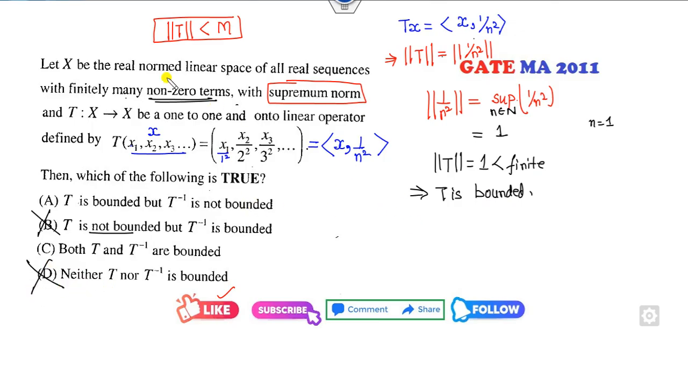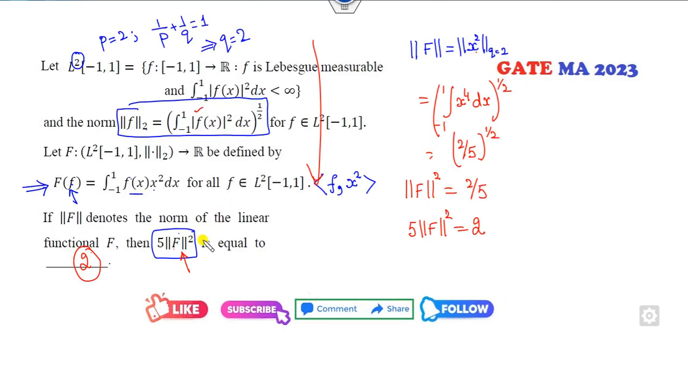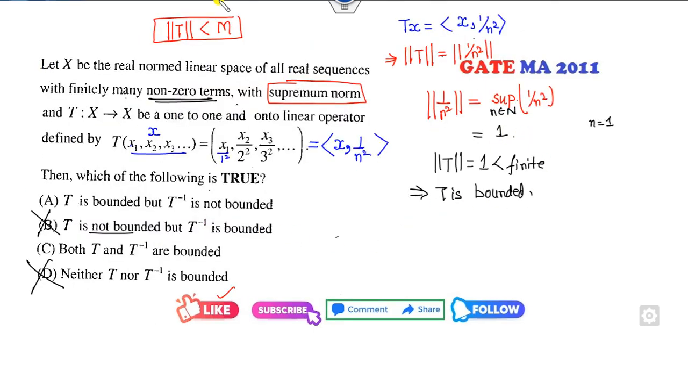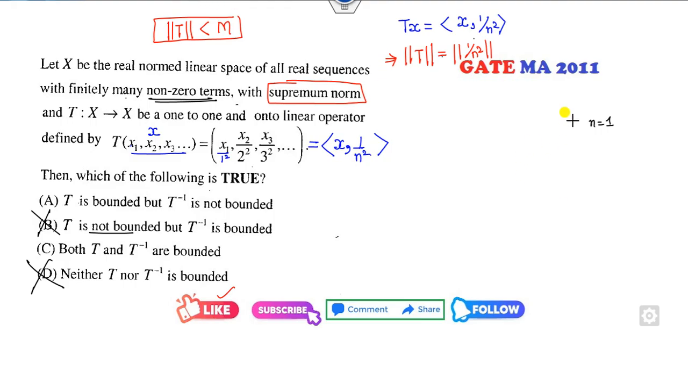Now if in this question they asked you to find the norm of T, like in the previous examples, then the right answer is 1. Okay, fine. Now what is the second component? T inverse. Can you define the T inverse from here? Again, it's very simple. What is the T inverse of x? So the first component is x. What is the inverse component? The inverse component is defined on this.